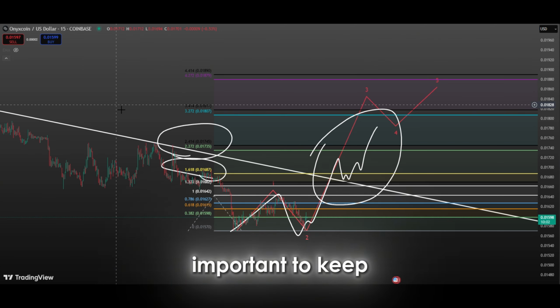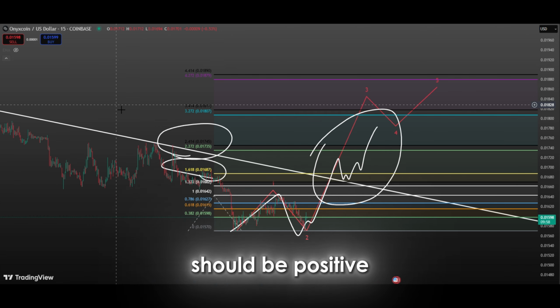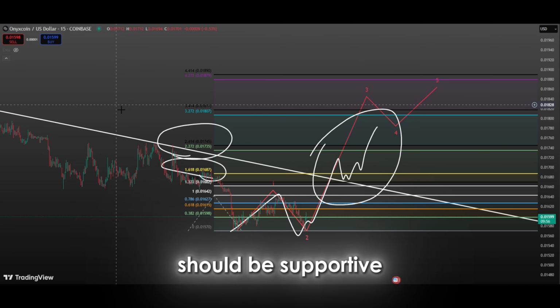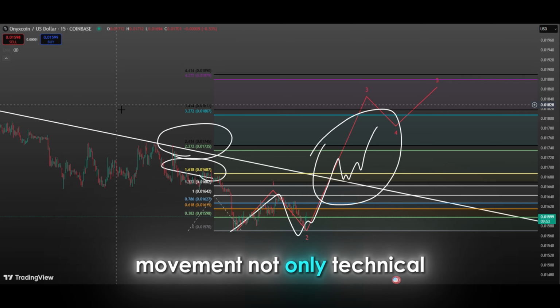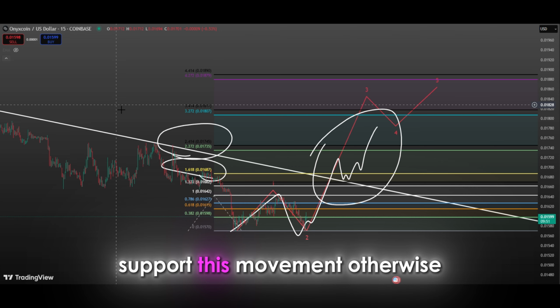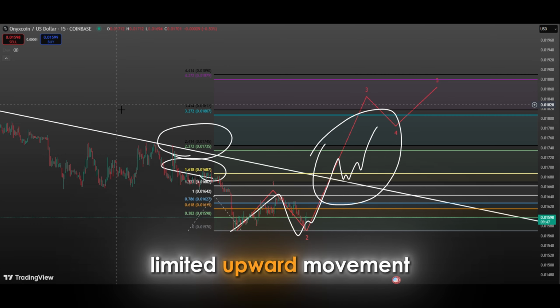However, it is important to keep this in mind. For the technical structure of the third wave to work correctly, the general mood of the market should be positive. The news flow should support the price, and global factors should be supportive of buying. This is because the third wave is often a broad-based movement. Not only technical, but also fundamental factors should support this movement. Otherwise, the third wave may be shorter than expected, or there may be a horizontal limited upward movement instead of a strong wave.